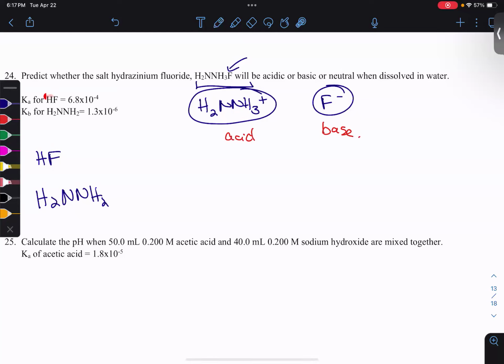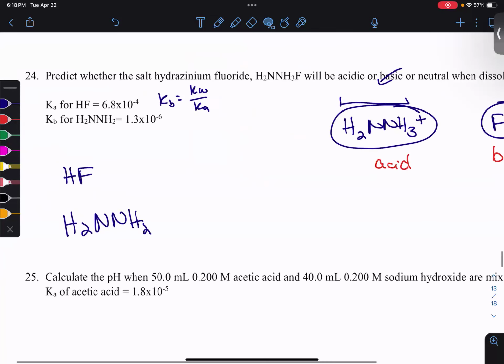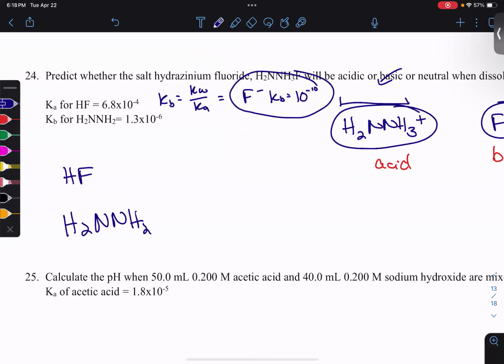That would be easy enough, but I give you the Ka for HF. Did I put HF in water? No. So I actually need the Kb of F minus. And how do I get the Kb? Use Kw. So Kw over Ka. Since I'm not really calculating anything, I can just use exponents. So if the Ka of HF is 10 to the negative 4, then Kb of F minus is going to be 10 to the negative 10. I don't actually need to calculate, I just need to get magnitudes.